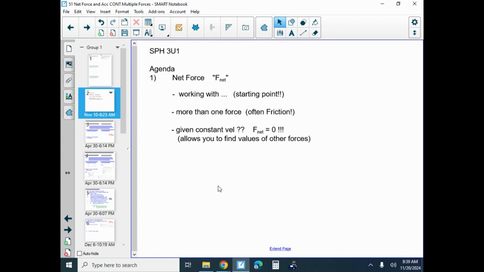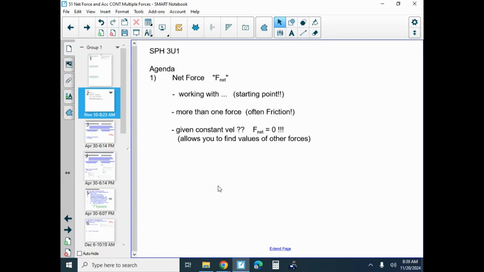Hey everyone. In this lesson, we're going to keep working with Newton's second law. We're going to gain even more familiarity with the idea of net force and the information it gives you. So working with it as a starting point, right? And how it helps you figure things out.